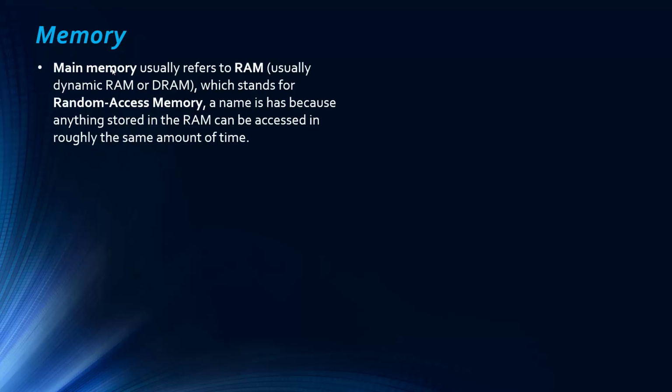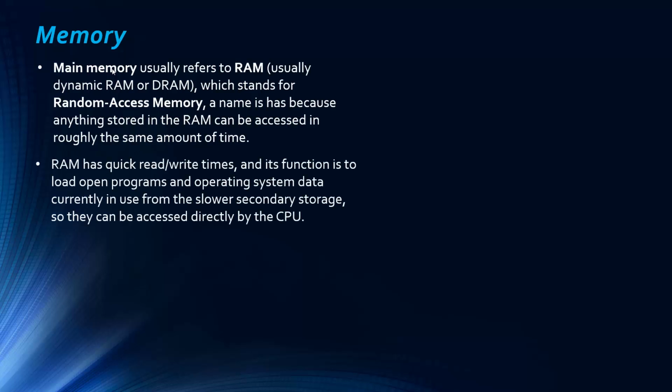RAM stands for random access memory, and it has that name because anything stored in the RAM can be accessed in roughly the same amount of time. So that's probably something you don't need to know, but this means that it doesn't matter where the data is stored on the RAM, it will be accessed in about the same amount of time. Whereas if you're storing it on some secondary storage like a hard disk, we'll talk about these in the next video, the time it takes, the latency to get the data, varies a lot depending on where it actually is. If it's on the outside of a disk or the inside of the disk, it can be slower.